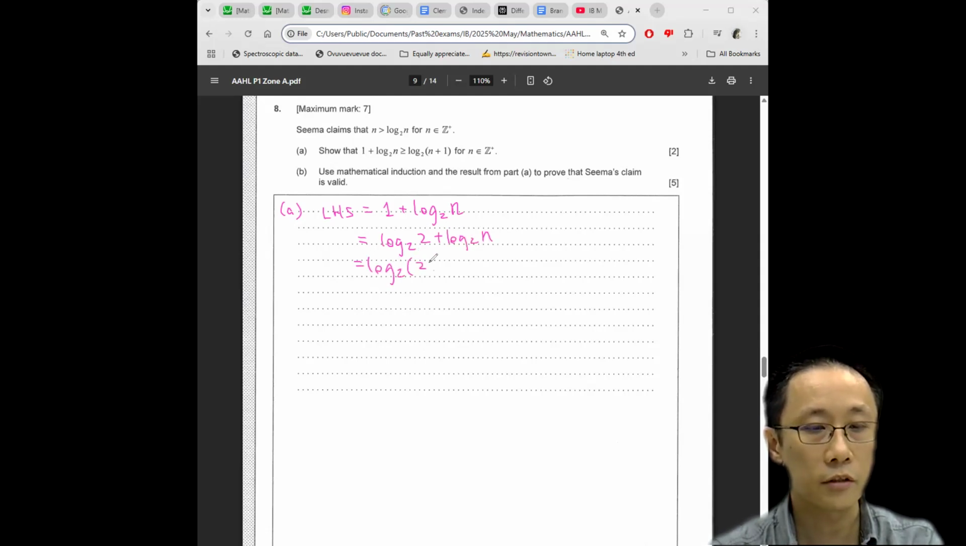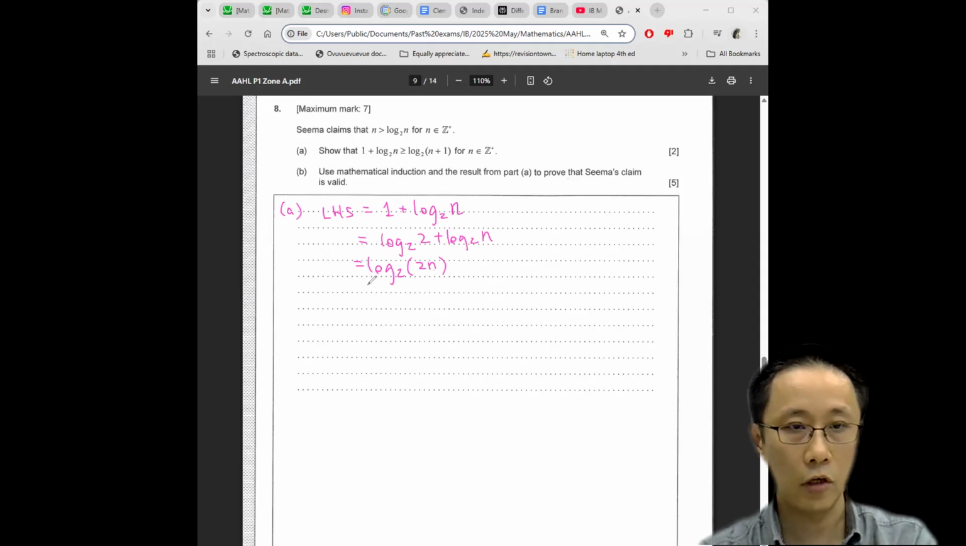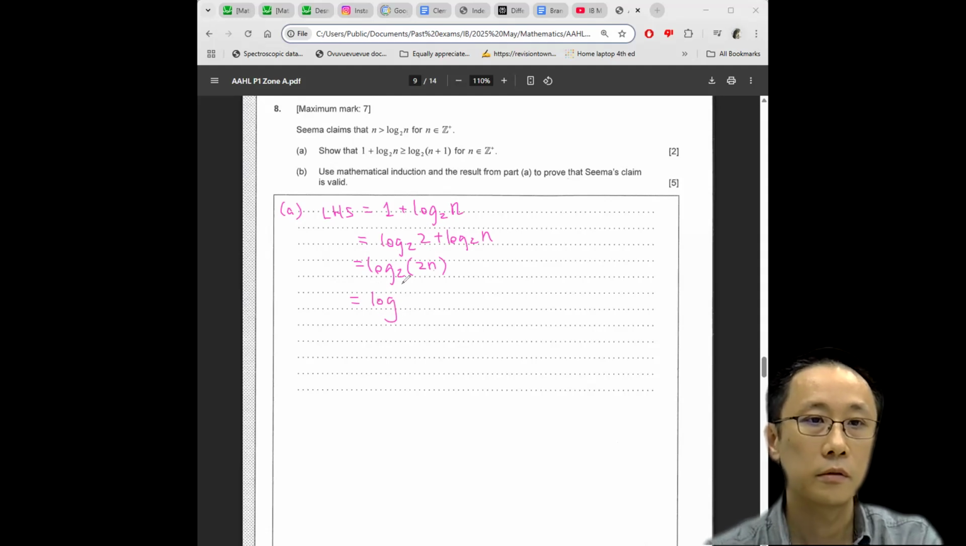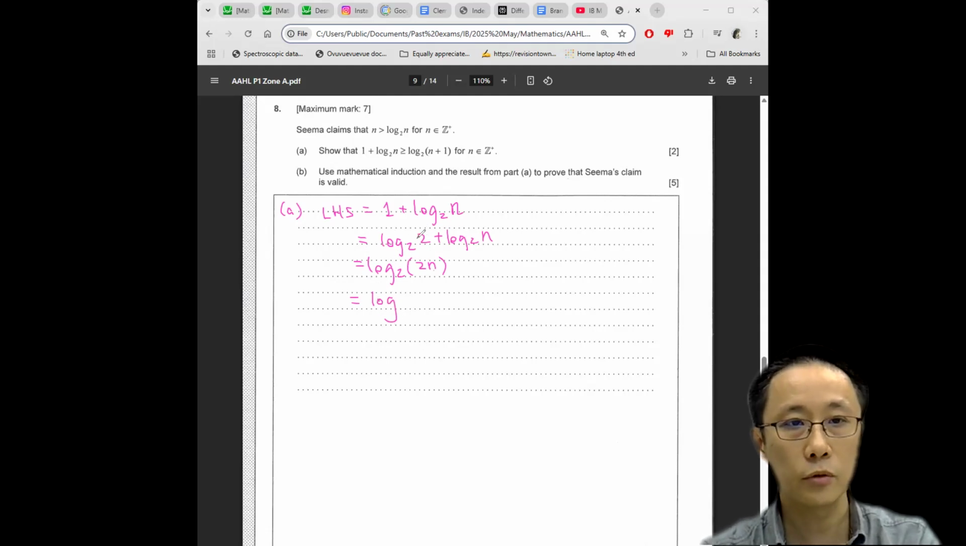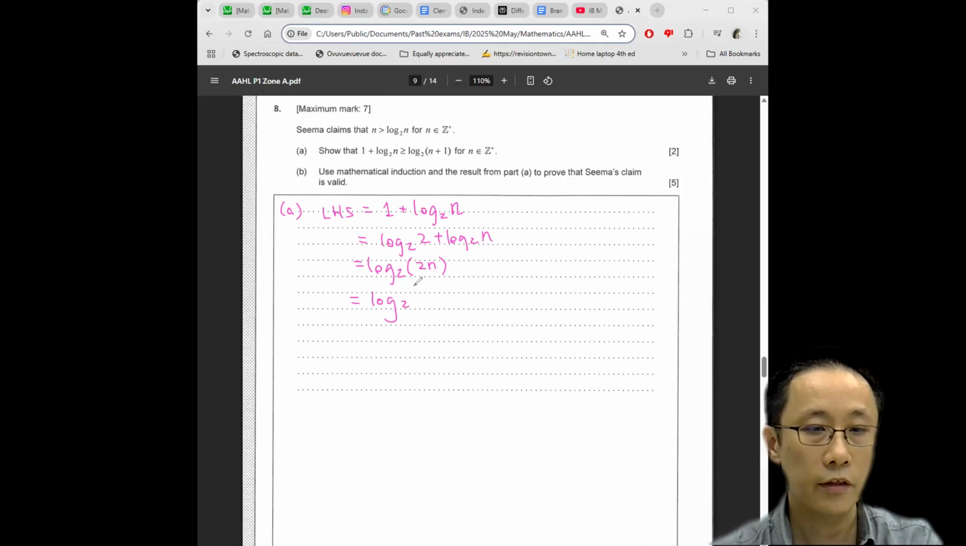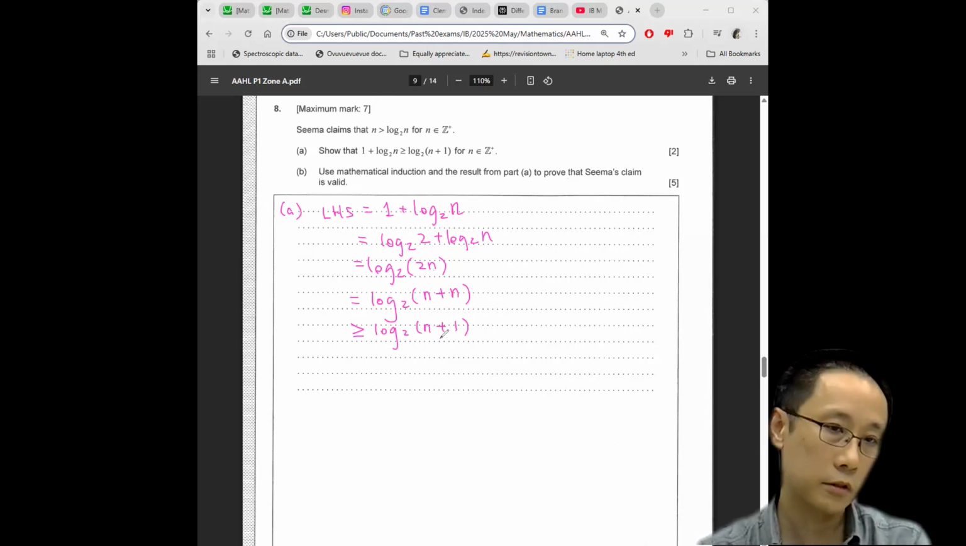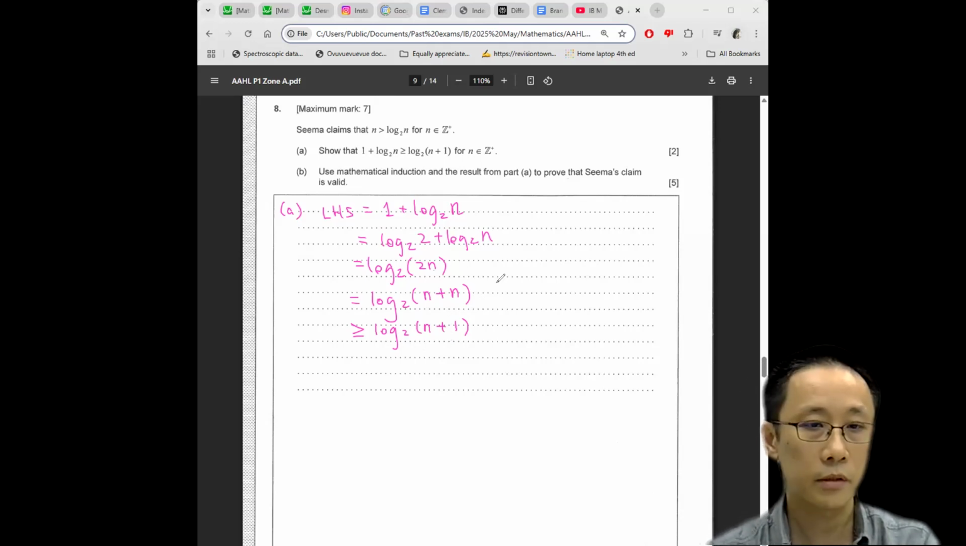and the log rule allows us to turn log plus log into a product. And we now have to justify that 2n is bigger than n plus 1. And I think the best way to continue is just to rewrite 2n as n plus n. And now we can bring in the inequality because under the restriction that n is a positive whole number, n is greater than 1 for sure, and log is order preserving. The bigger the number, the bigger the log of the number as well.